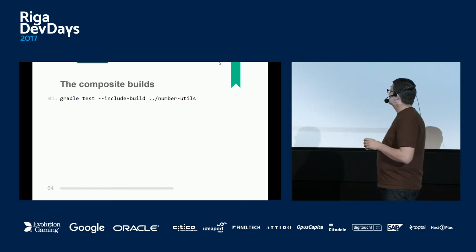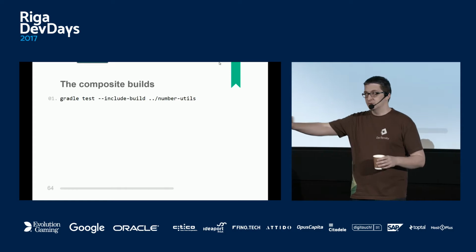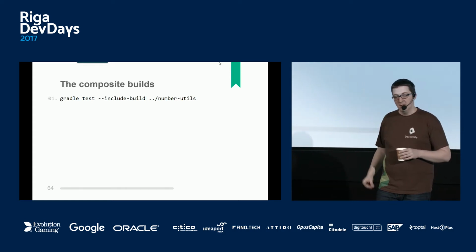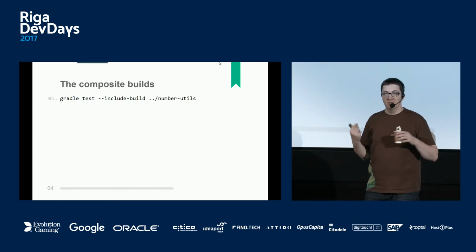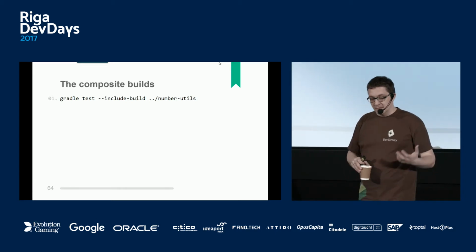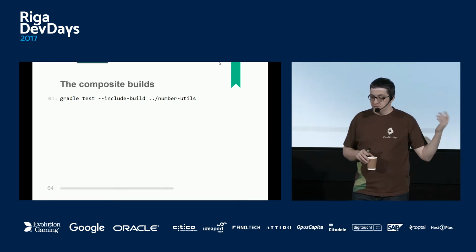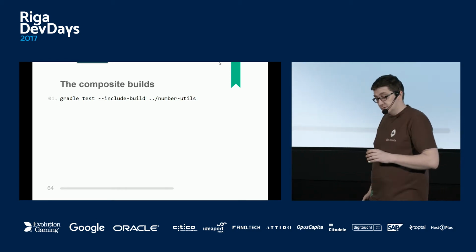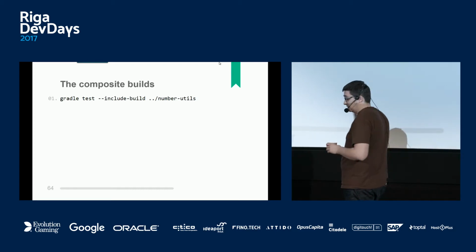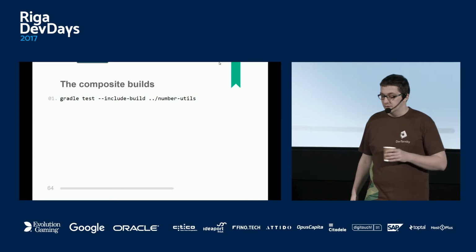So it's quite good if you have several components and you want to develop a cross-component change. You can actually use composite builds to work on them simultaneously. And when you're done, you just go back to developing them separately. So it's quite a convenient thing, and it's very handy when you have a monolithic build and you want to split it into more, independent builds.